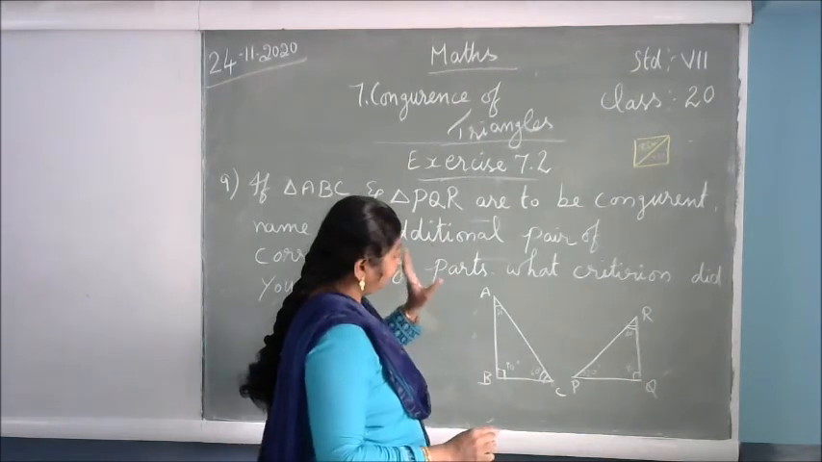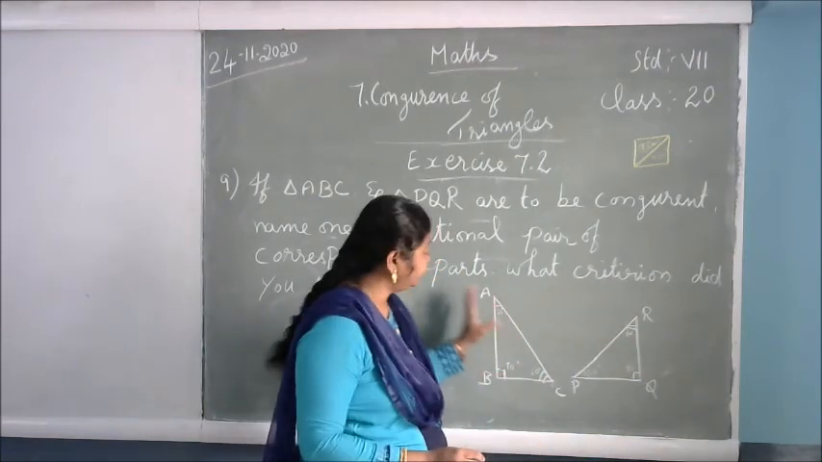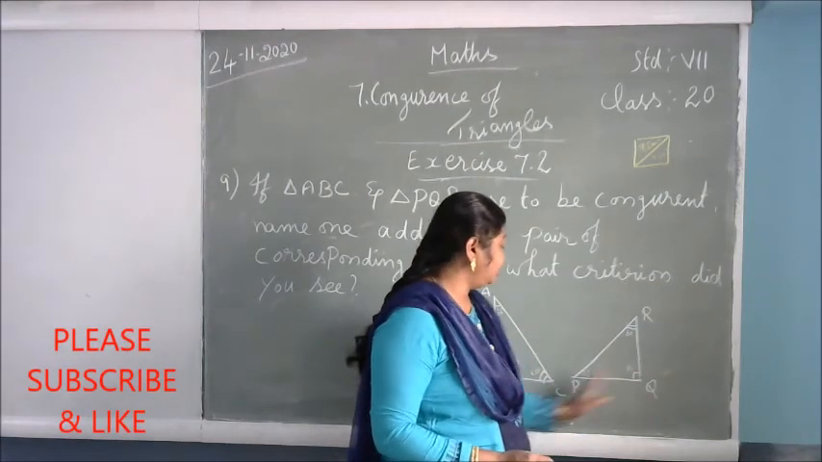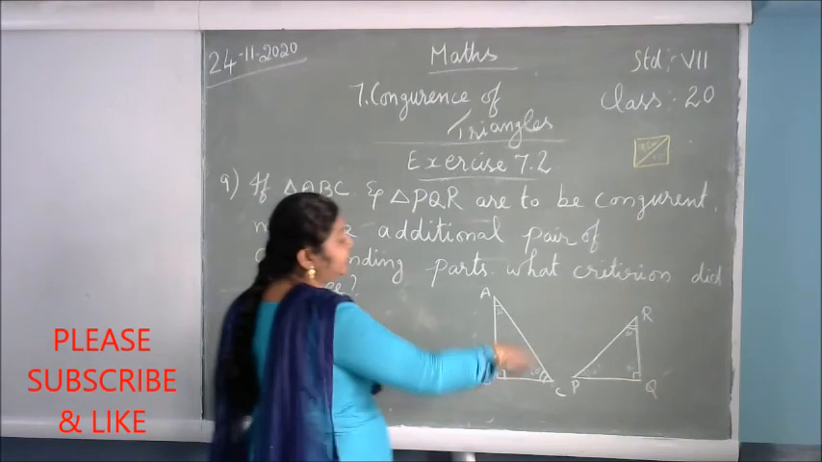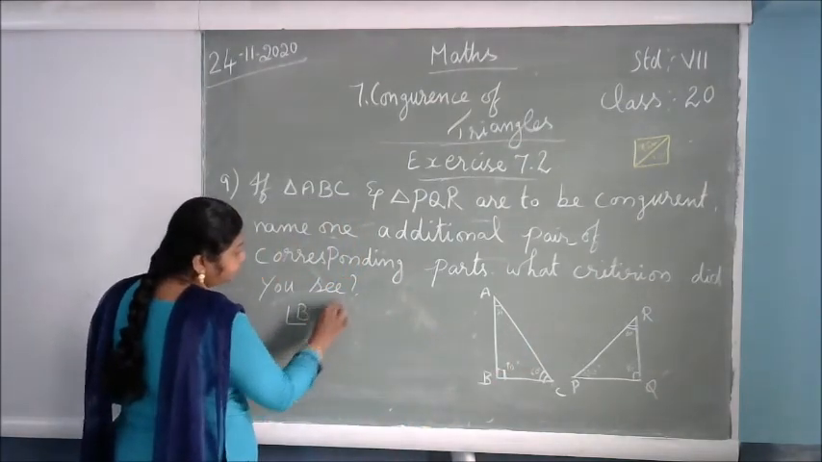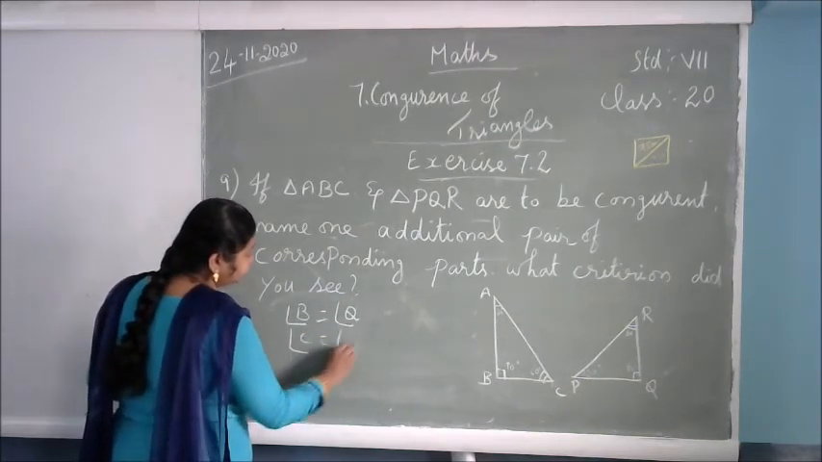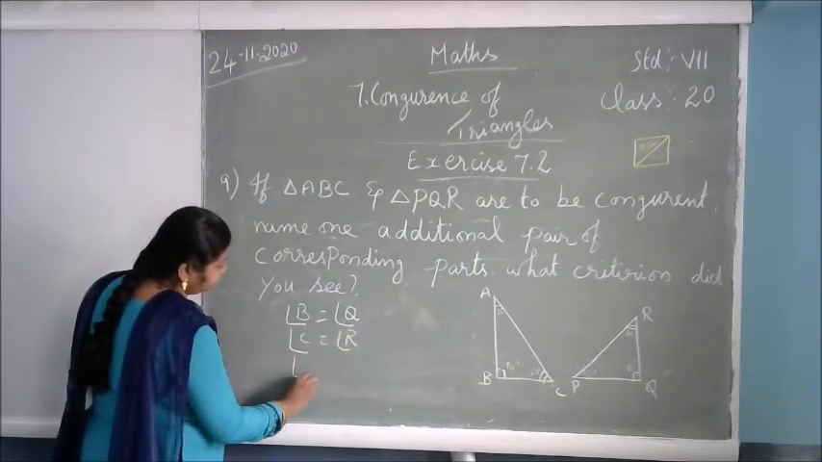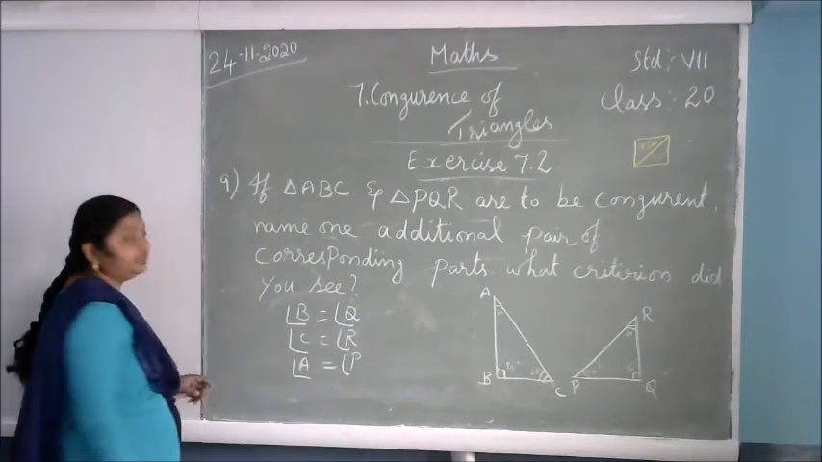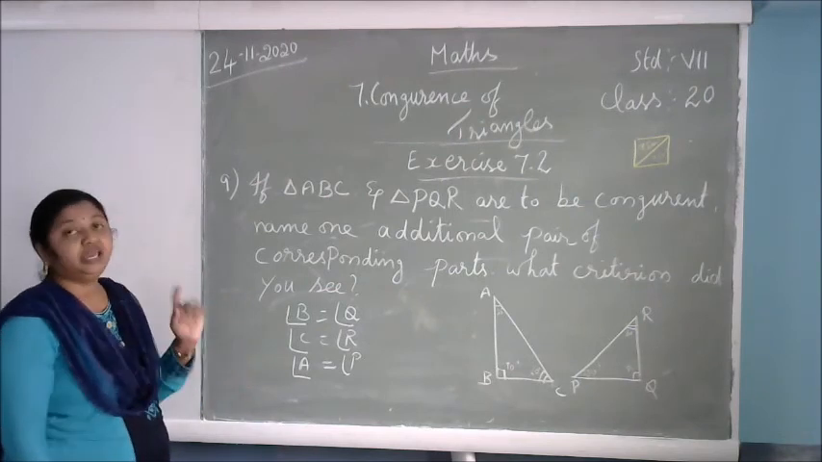So what proof can we give for the corresponding angles of triangle ABC corresponding to PQR? All the angles are equal. Angle B is equal to angle Q and angle C is equal to angle R. Then automatically angle A is equal to angle P. What proof have we given? Three angles we have given. So which criteria is this? AAA criteria.